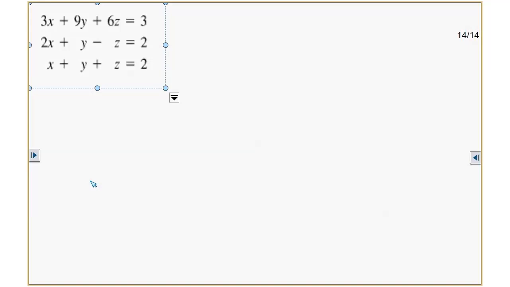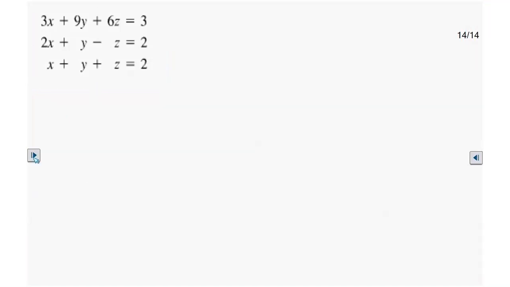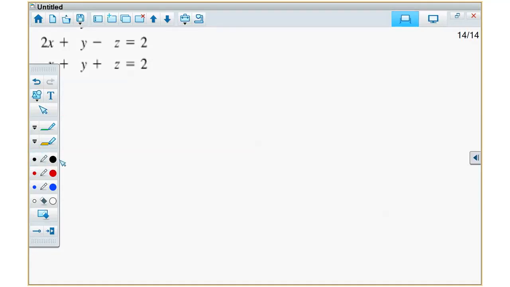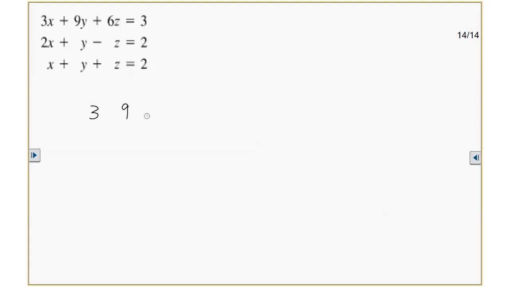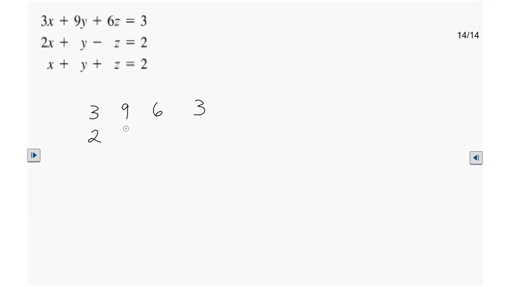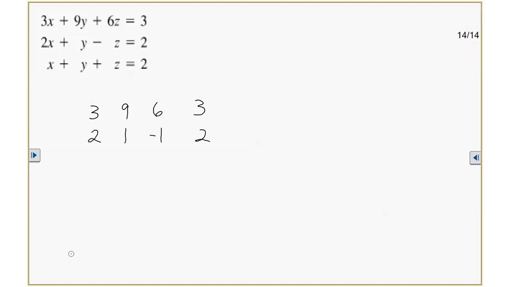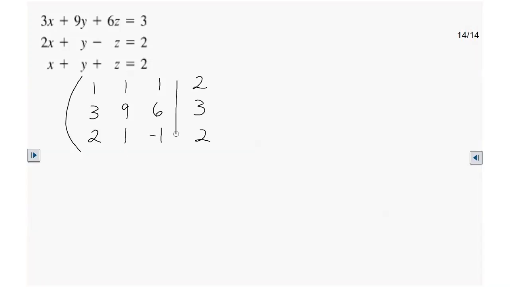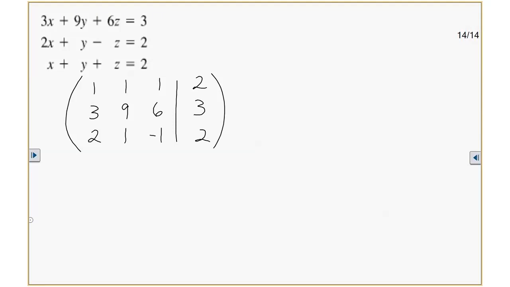Now, with a 3x3, you may have to go in a different order. Three, nine, six, three, two, one, negative one, and two. Is there anything we can do to make it a little bit easier? What's the coefficient on the third row? So we could put that on top, and we already have a 1. That'll save us a step. See, that 1's there. We don't have to do that. And there's no law that says I can't put this equation on top. Is there?